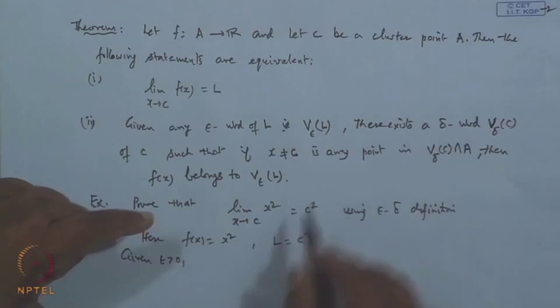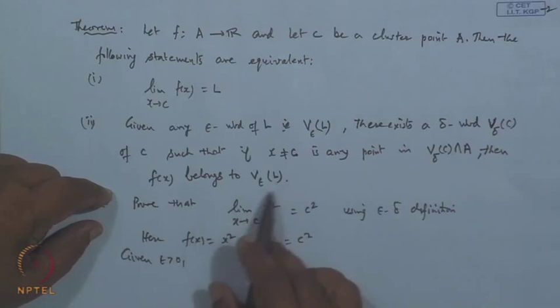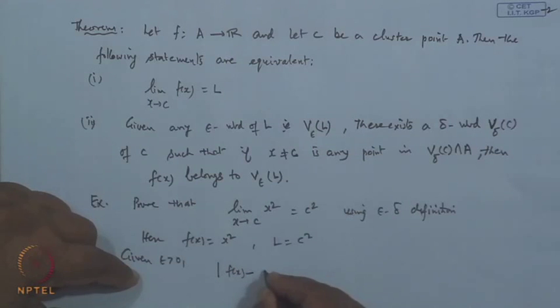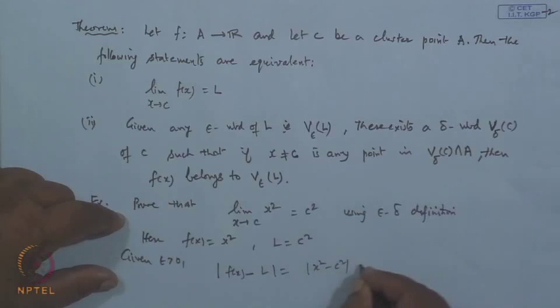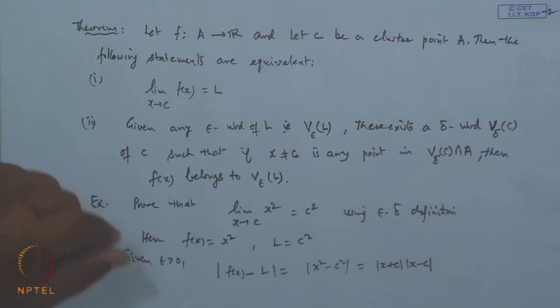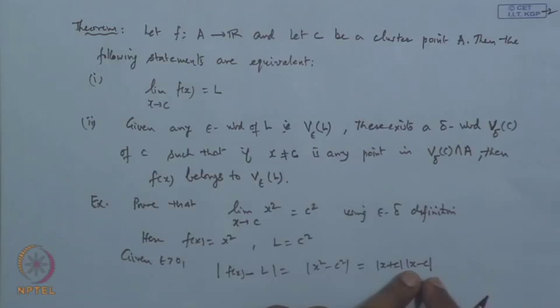It means we want this difference f(x) minus L to lie in this neighborhood. So, what is f(x) minus L? L means c squared, so that is equal to x squared minus c squared. Basically, this is (x plus c) into (x minus c). Now, when we take x sufficiently close to c, then the limit of this must be c squared. How close x is to c means any number which is less than 1 we can choose.